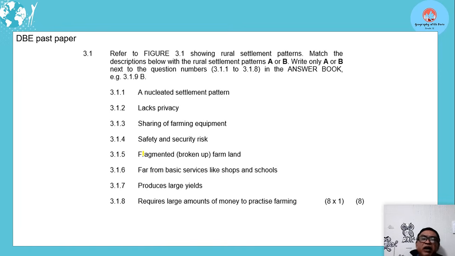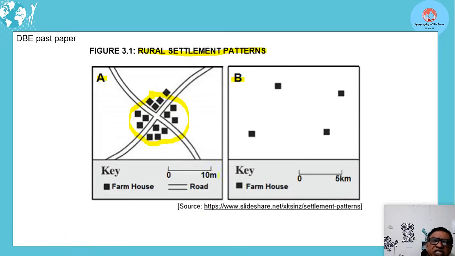But where it's far apart, the land is big; generally speaking, the farmer farms on a whole farm. So looking at which is more correct, fragmented farmland will be with your nucleated settlement, because there are various little settlements who may want to farm on their own, far from basic services like shops and schools. Now, if I go back to my sketch, which one would be far away from basic services?